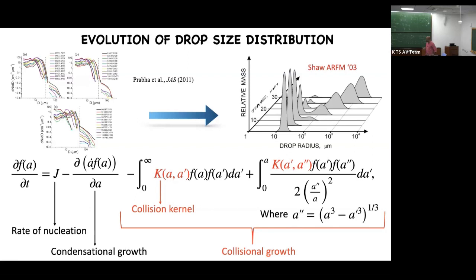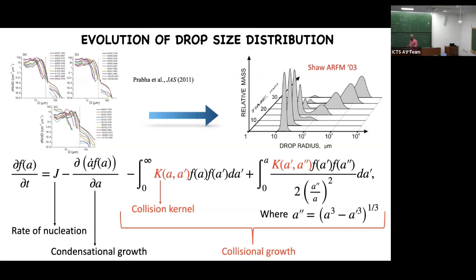Can you explain the second integral, the last one? The last one says that if I have two drops which are colliding, then I lose out from that particular size. So, I have a 5 micron drop and a 10 micron drop comes and collides.